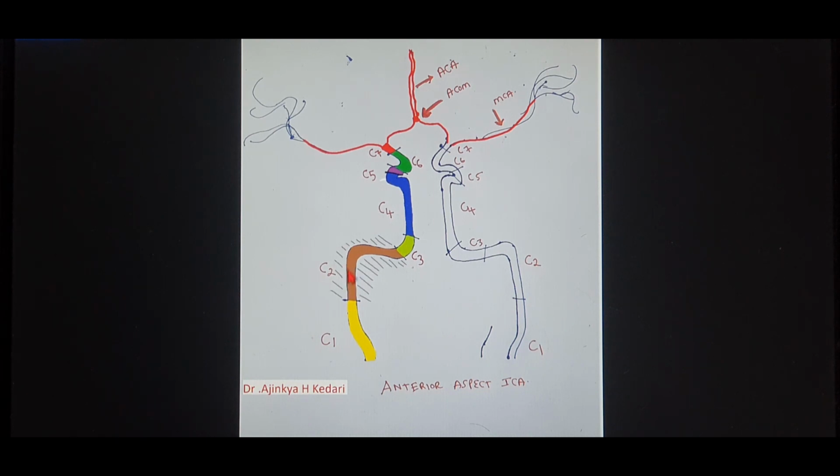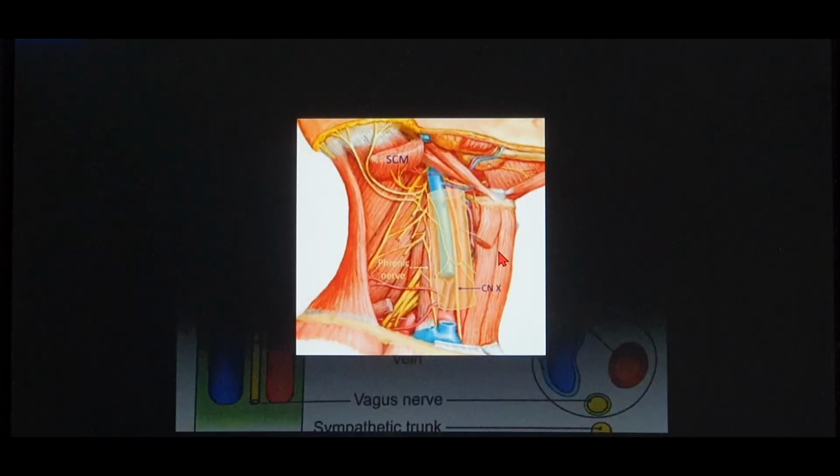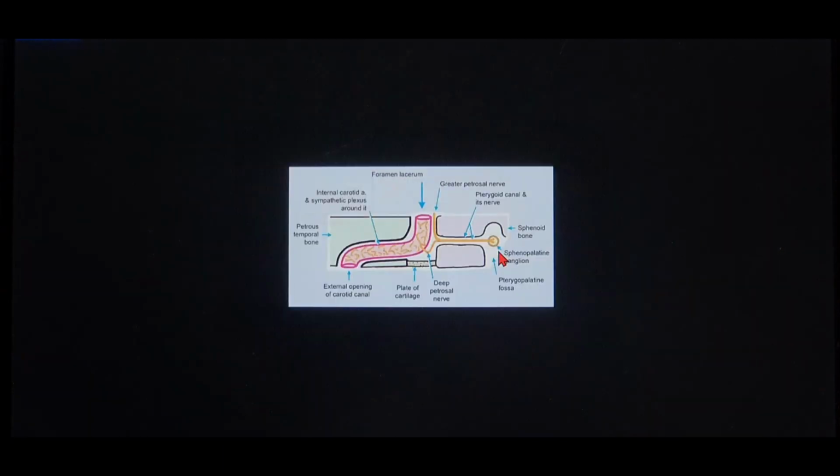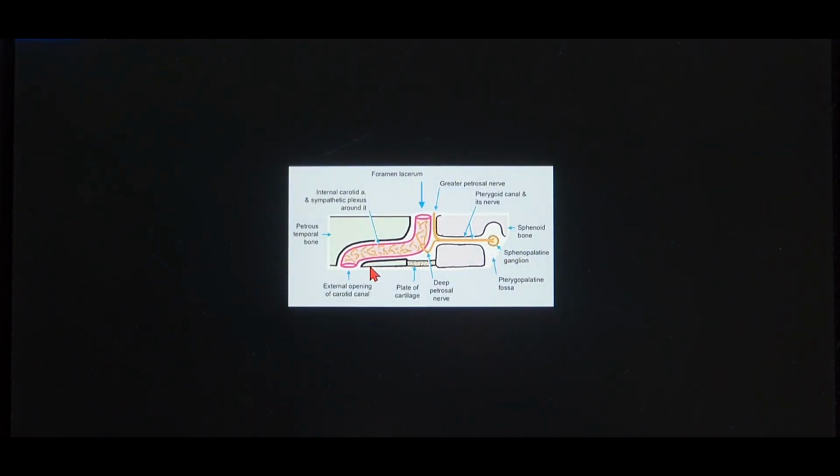The short ascending segment, you can see the turn, which is also called a genu. That's the second part, and the third part is the horizontal segment, right over here. So this is the vertical, that's the genu, and that's the horizontal segment. So three parts in the Petrous part of the ICA, which you have to remember. Now 3 to 4 important points are there in this segment.